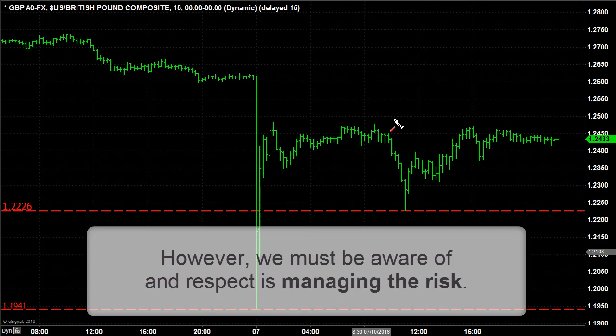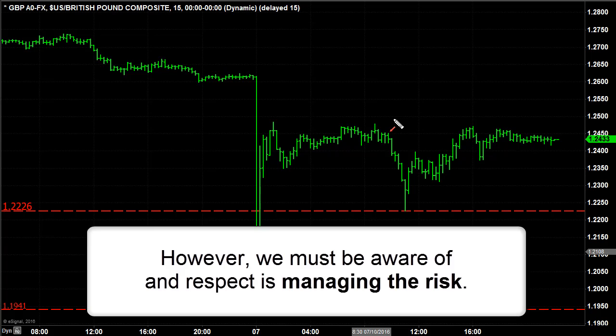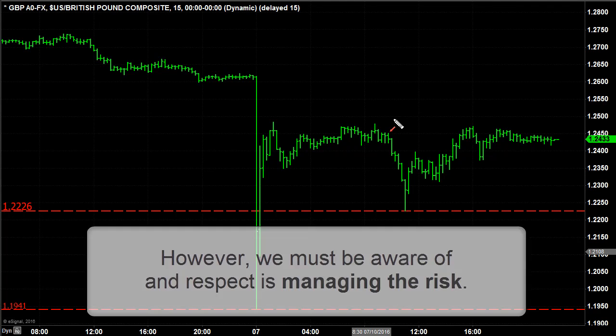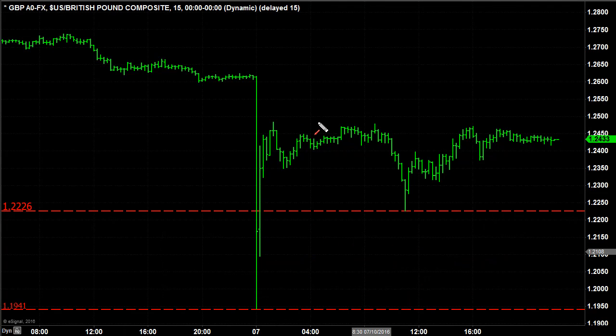Of course, one thing we do need to be aware of and respect is how to manage risk in something like this. So let me show you. This is the 15-minute chart of the British pound, and you can see this is the low the British pound made here, just above 1.19, at 1.1941. And this is the next low the British pound made here at 1.2226. So there are two lows that we can focus on here. And I think it's quite likely the British pound will come back and retest these previous lows.